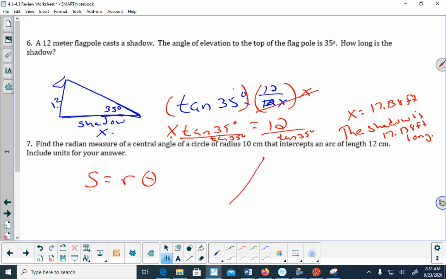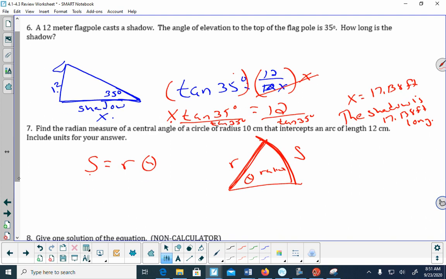So if I have this angle, the S is the side on the outside. This theta is the angle that's inside, and remember, that always has to be in radians. And then R is the radius of that circle. So I'm going to fill in what I know. It wants me to find the measure of the central angle, has a radius of 10 and an arc length of 12.